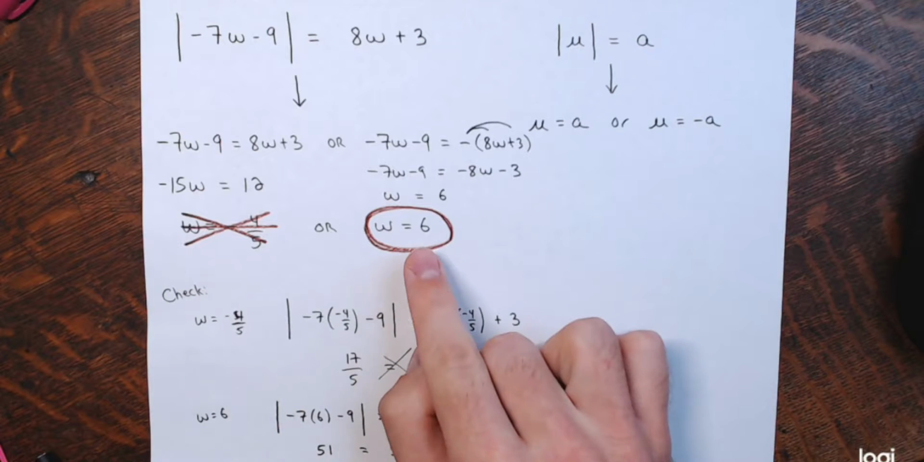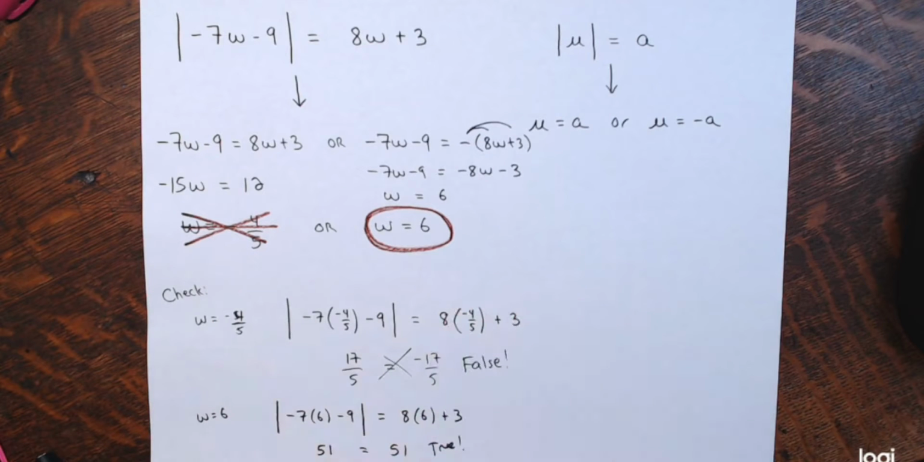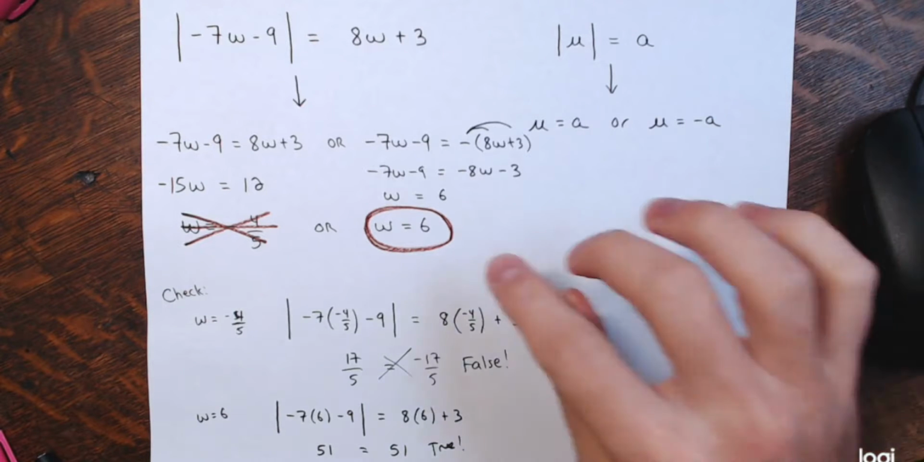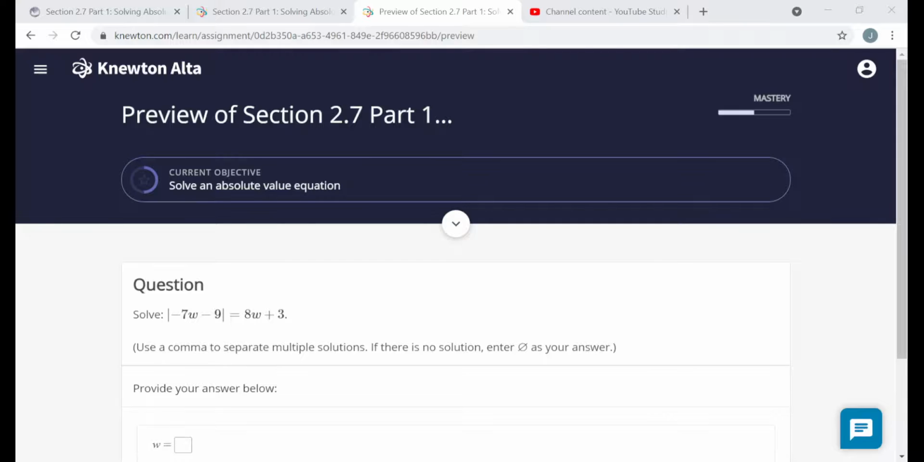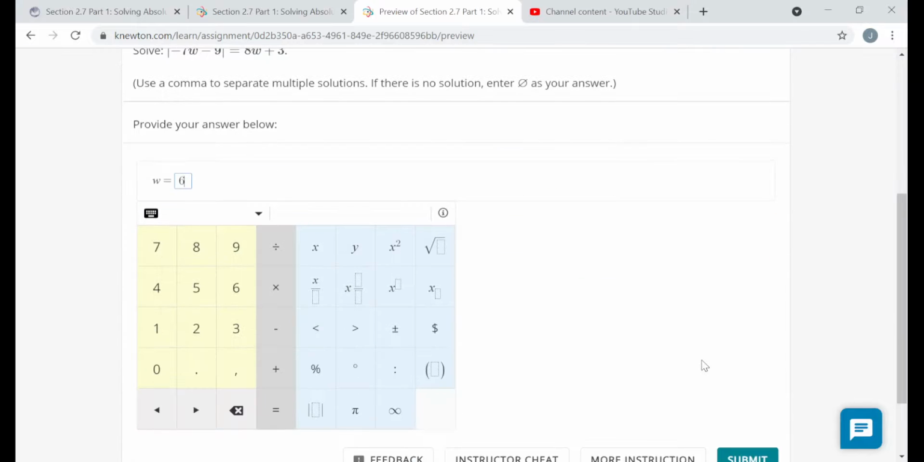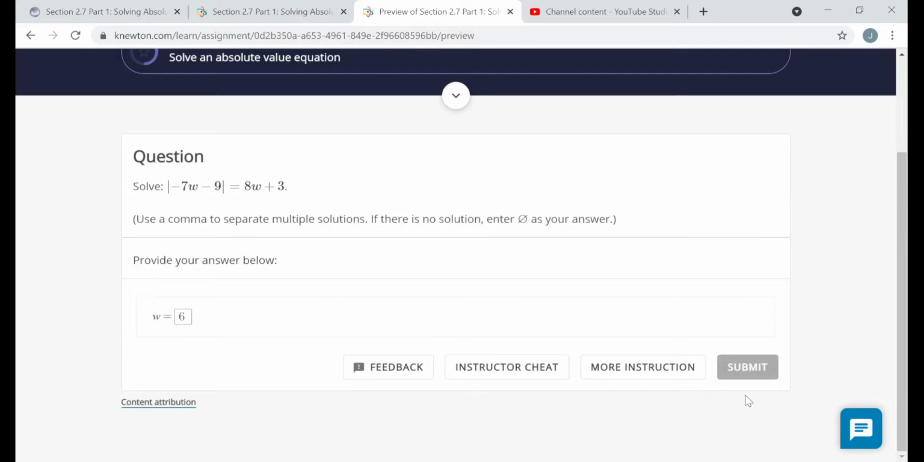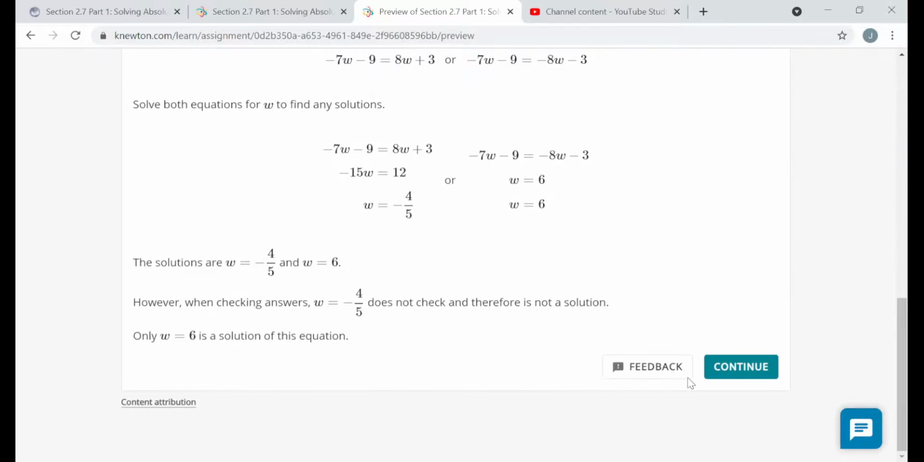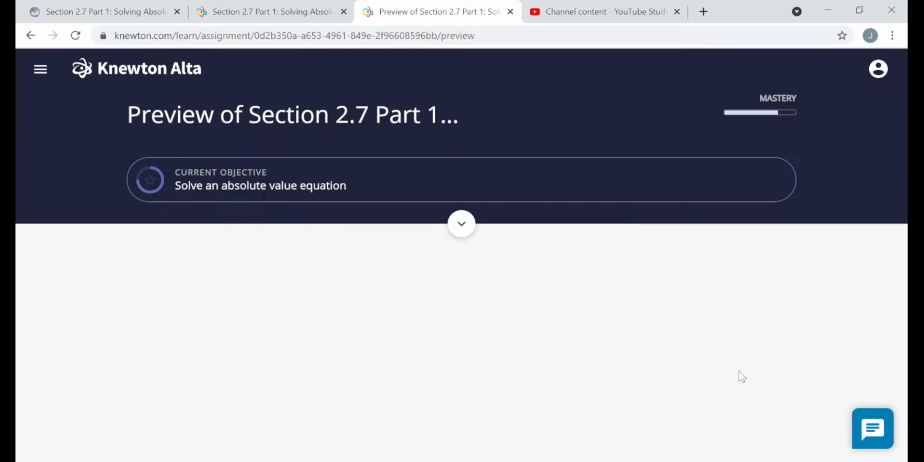And again, if that didn't work, then I would say there's no solution. If all the solutions you found don't work, either you made a mistake, so go back and check your work, or the equation has no solution, which is also possible. But the answer is 6, the only one that works out. So that's all I'm going to enter when they have w equals 6 here. And submit. Great. Looks like I got one more question to do to complete the objective.